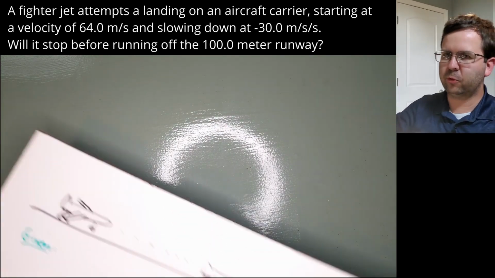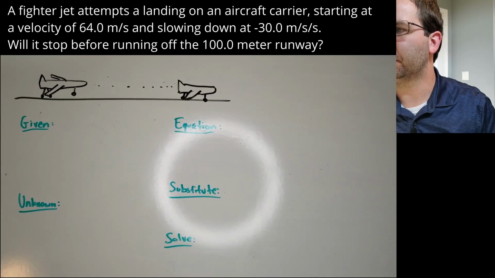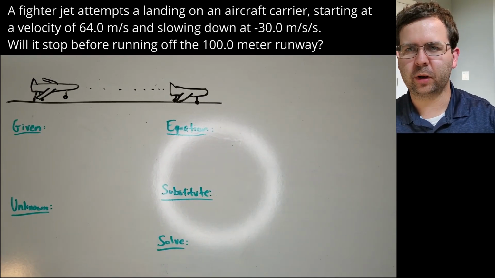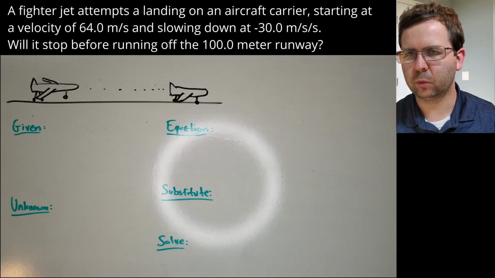So in this example, a fighter jet attempts a landing on an aircraft carrier, and it starts at a velocity of 64 meters per second and slows down at negative 30.0 meters per second squared. Will it stop before running off the 100-meter runway?